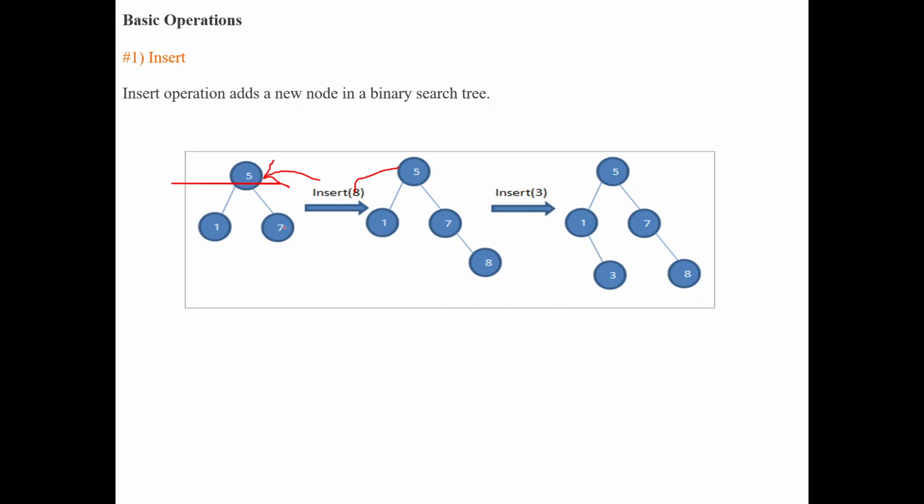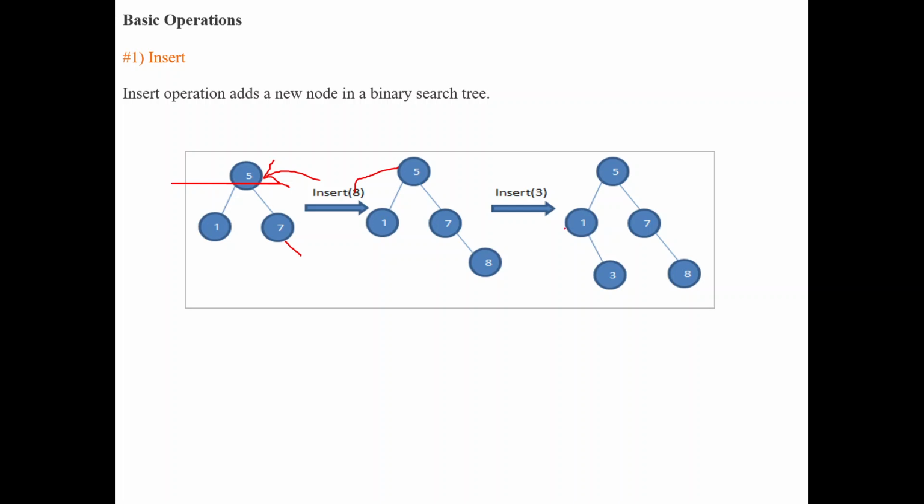This is a binary tree. It can have only two children, left child and right child. In the right we already have one node, so I need to compare with this. Now 8 is greater than 7, so I need to go to the right of that node. Let's see inserting 3. I need to compare 3 with the root node. 3 is lesser than 5, so I'll go to the left tree.